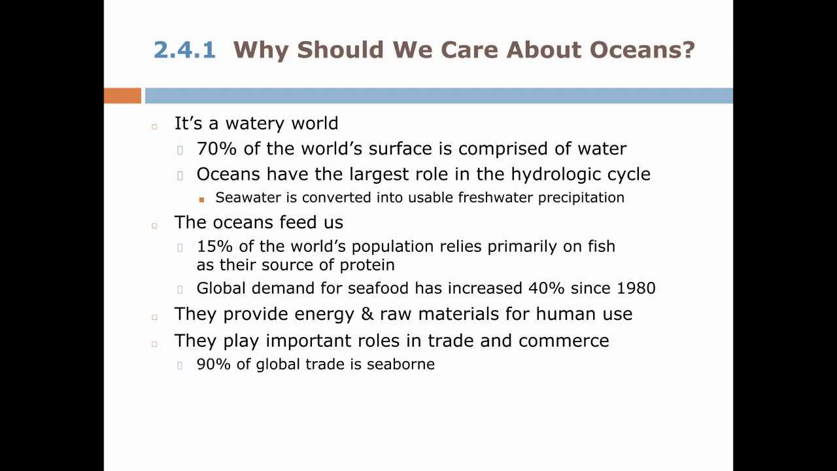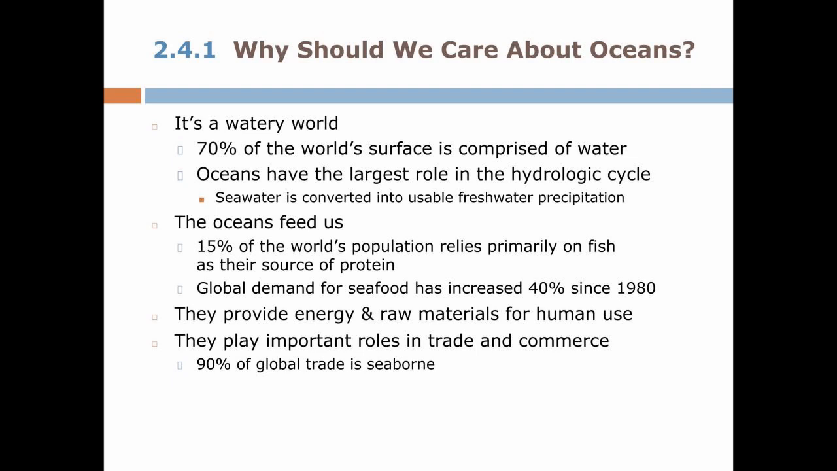So, yeah, water shortage sucks, but why else should we care about the oceans? Well, as I said before, 70% of the world's surface is comprised of water, and oceans have the largest role in the hydrologic cycle. Seawater is converted to usable freshwater precipitation. When it rains on you, there's a good chance that rain originally came from the ocean, because there's a lot of ocean, right? The ocean also feeds us, right?